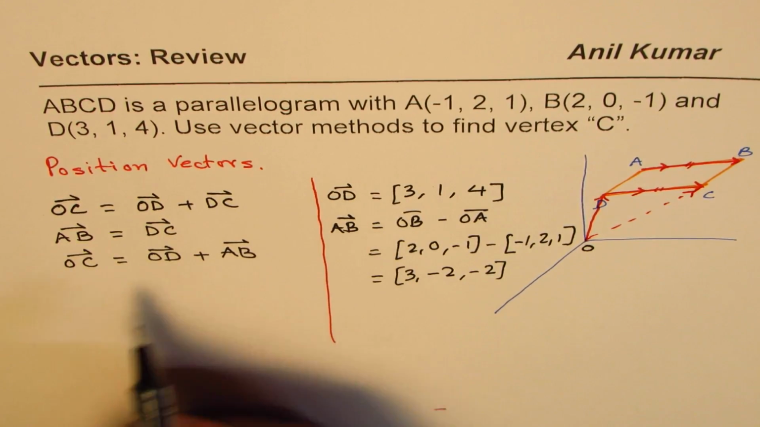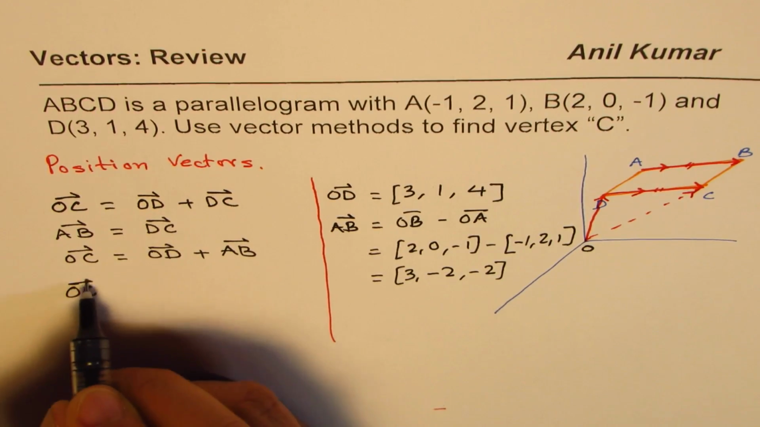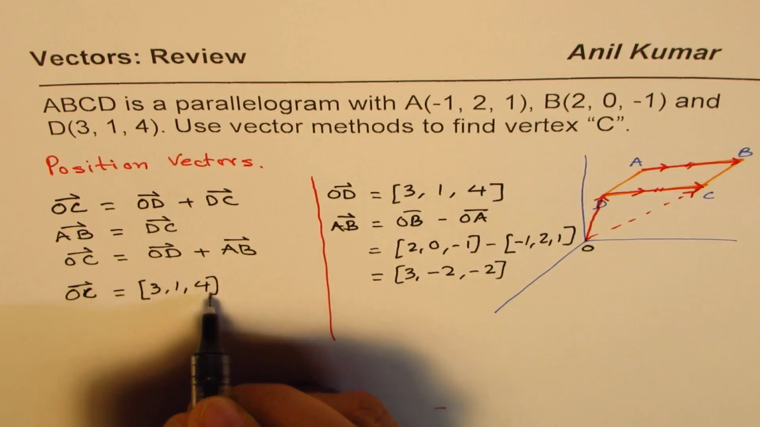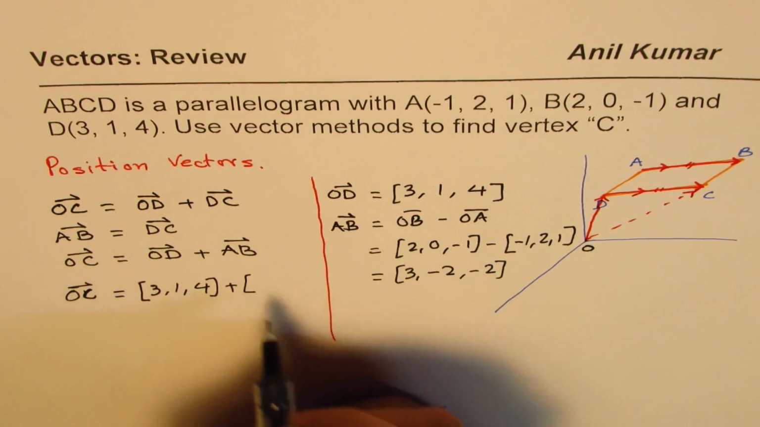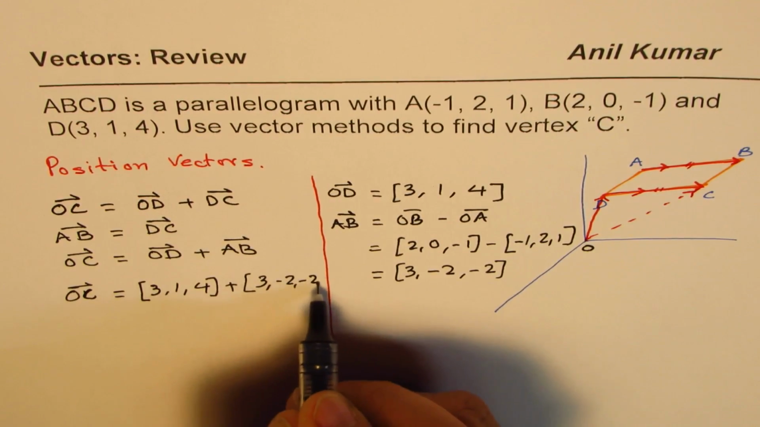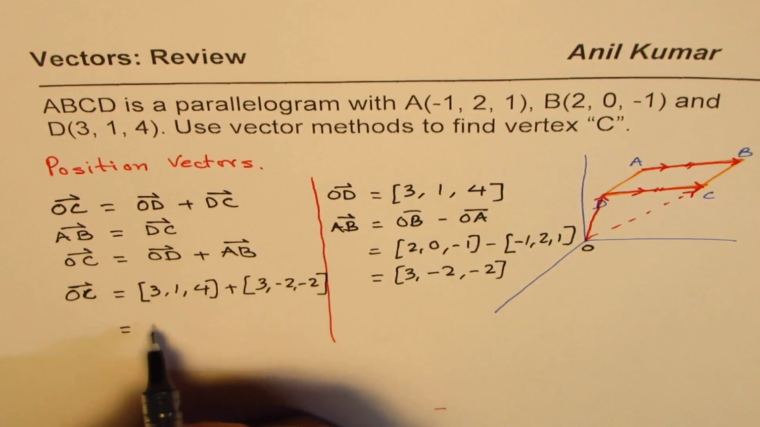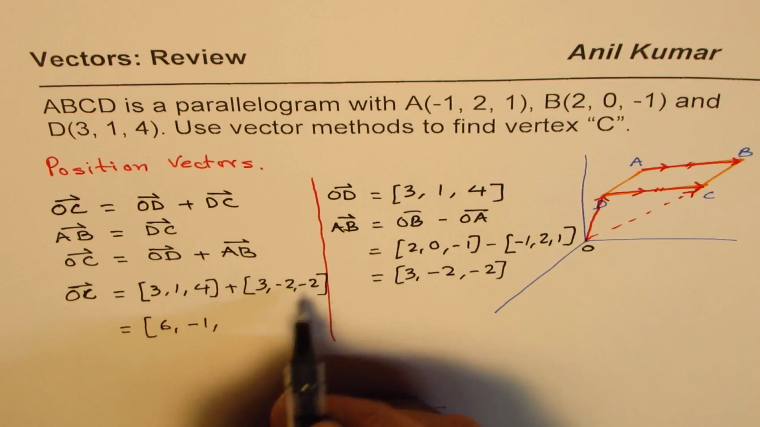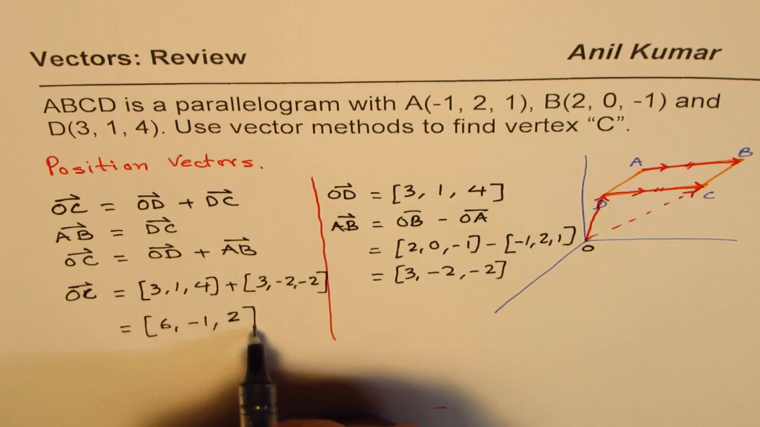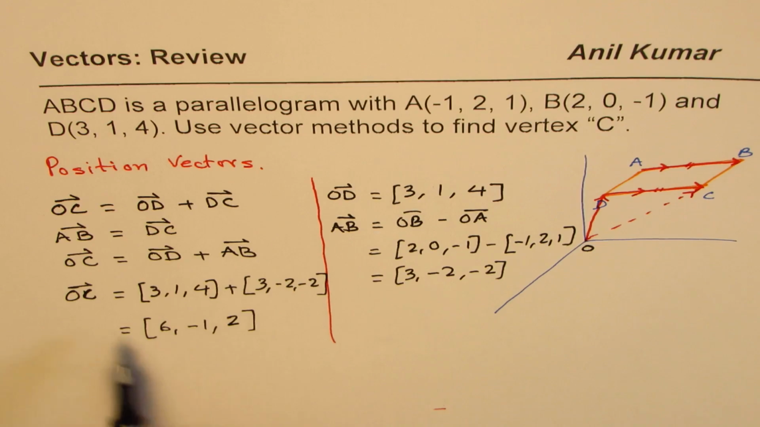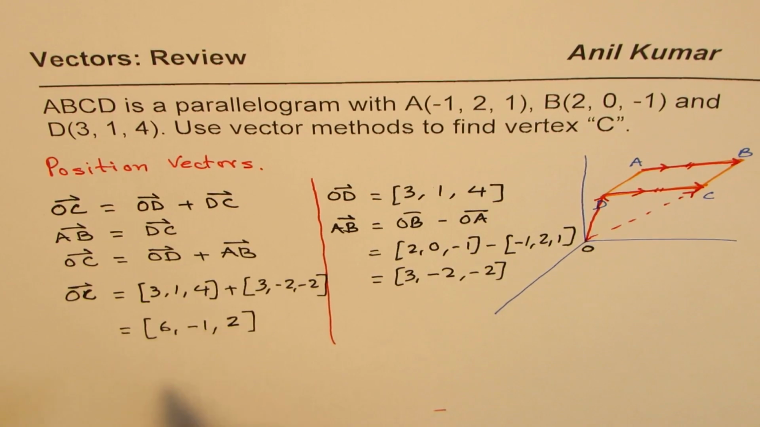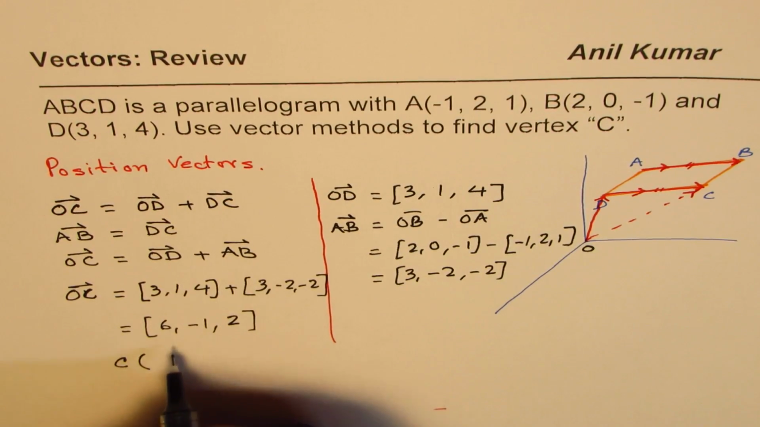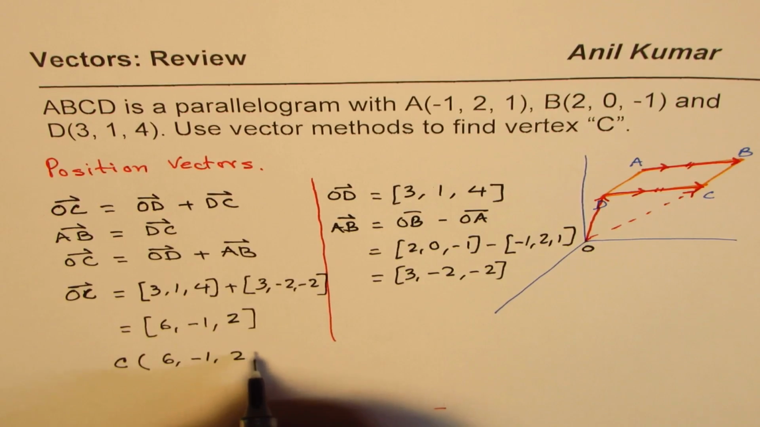So we can substitute these values here. So we get OC equal to OD, which is (3, 1, 4), plus AB, which is (3, -2, -2). So add them up. 3 and 3 is 6. 1 minus 2 is minus 1. 4 minus 2 is plus 2. So therefore, the position vector of C is (6, -1, 2). So what is the coordinate point? Just as given here, the point C can now be written as (6, -1, 2).